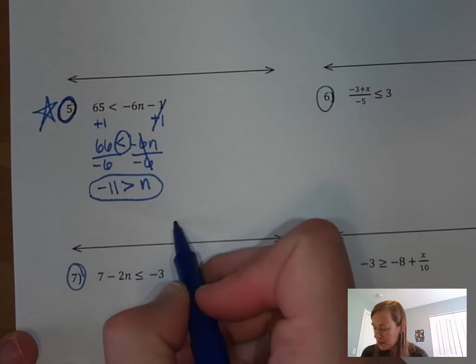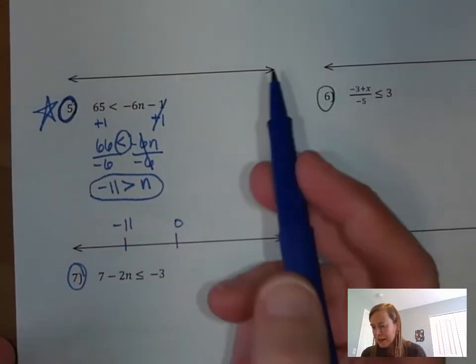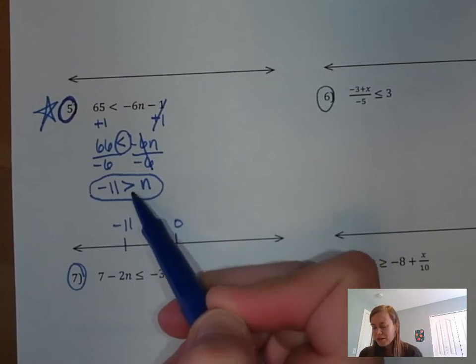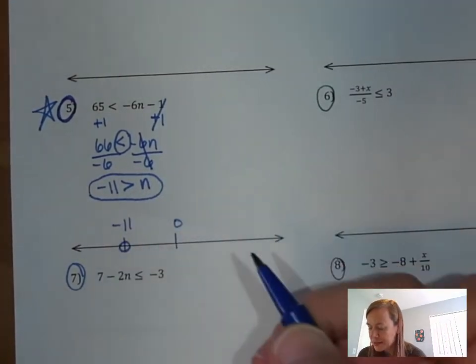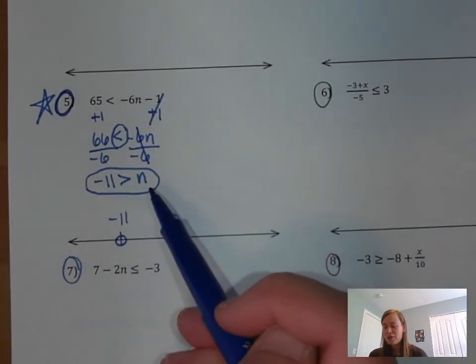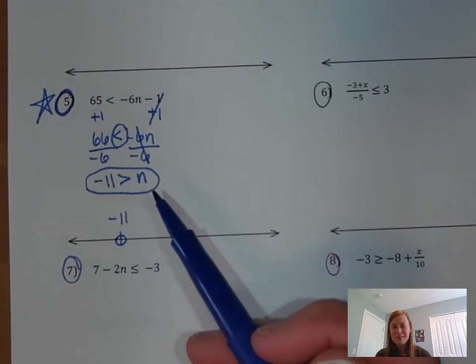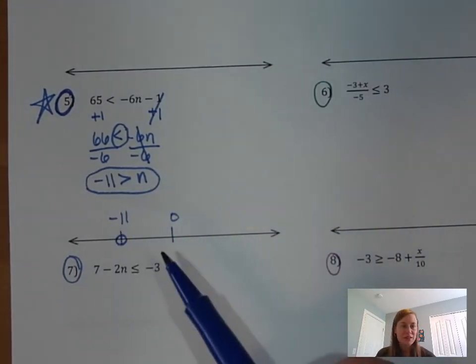So let's put a 0 on here. Let's do a negative 11 down this way. Now open dot or closed dot. There's no or equal to part, so we need an open dot, and that basically is just telling us that negative 11 is not a solution. If you said negative 11 is greater than negative 11, would that be true? No, they're the same size, so that would not be true, and that's what the open dot tells us.